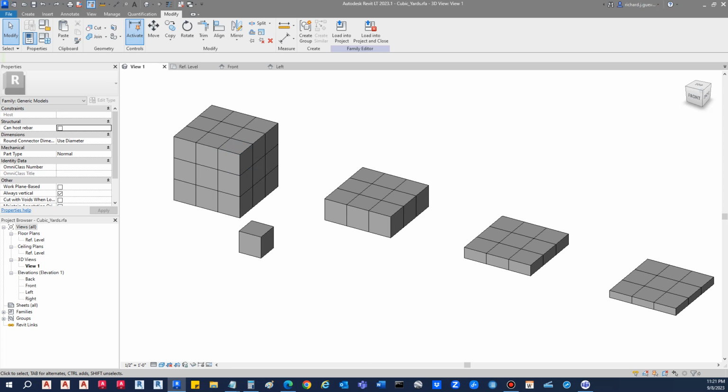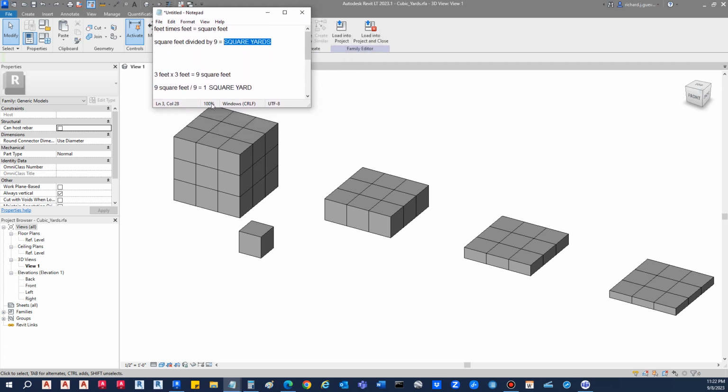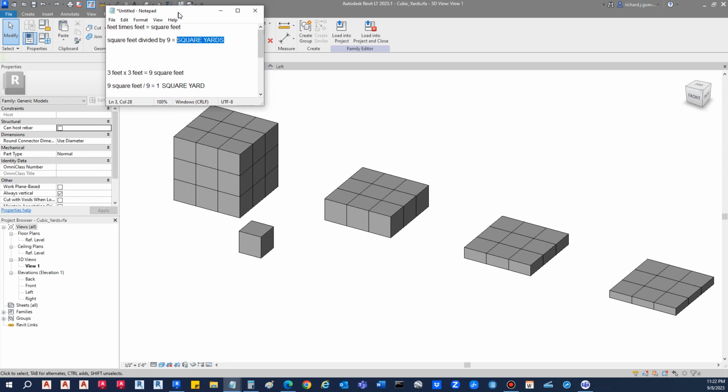So, component number one, feet times feet divided by 9. So you have 3 feet across by 3 feet, 90 degrees. That is 9 square feet up on the surface. And if you divide that by 9, you get 1 square yard. So if it's 40 square feet up on the surface, divide that by 9. If it's 50 square feet up on the surface, divide that by 9. That's your component number one.